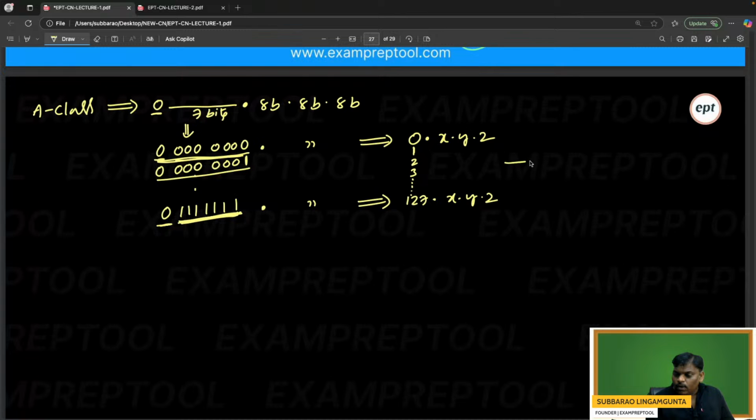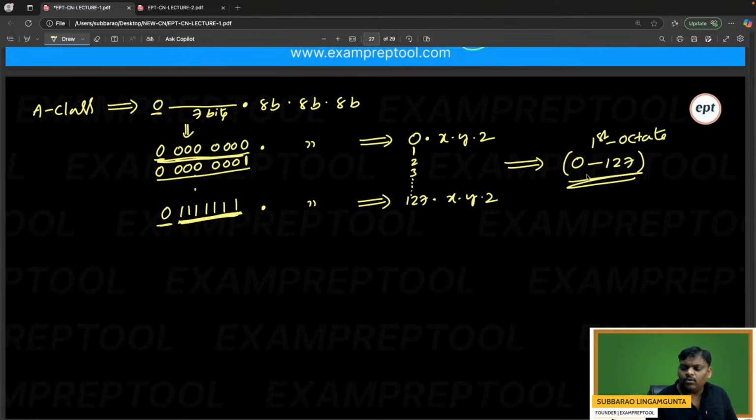So from this I can easily say, listen everyone, the prefix means the first octet. If the first octet value is 0 to 127, that is going to be class A. First octet 0 to 127, I can say class A.